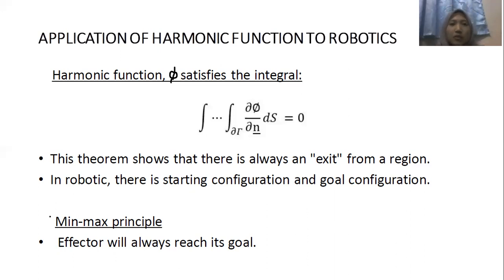This applies in robotics, where there will be a starting configuration, which will be the start point of a robot, and a goal configuration, which will be the destination of the robot. It also satisfies the minimum and maximum principle, where the effector will always reach its goal. So, next slide.